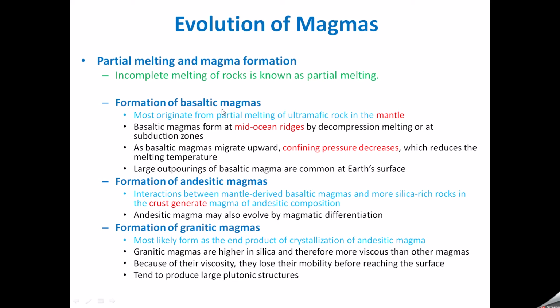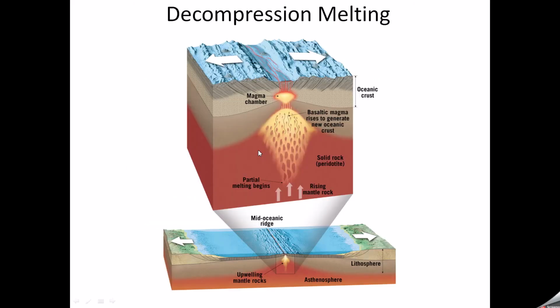Lava, basaltic magma will be lower viscosity. Most of the time we see it as volcanoes. But the granitic one has a lot of silica, so the silica will hinder the movement or mobility of the granitic magma, and most of the time the granitic magma will cool down, crystallize, and solidify under the surface. Okay, and this is the decompression or partial melting.